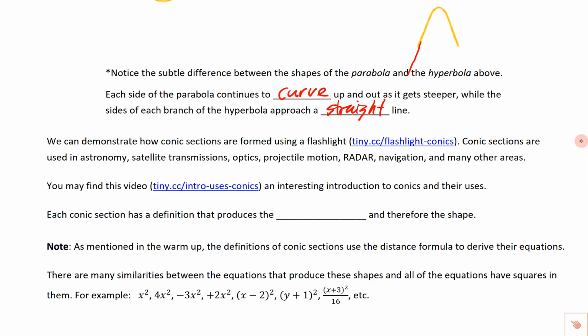All right, so that's all well and good, and that's kind of interesting and a fascinating demonstration, but what are they good for? Where do we use conic sections? Well, they're used a lot in astronomy, satellite transmissions, optics, projectile motion, which we've talked a little bit about before, radar, navigation, and there are really a lot of different applications of conic sections.